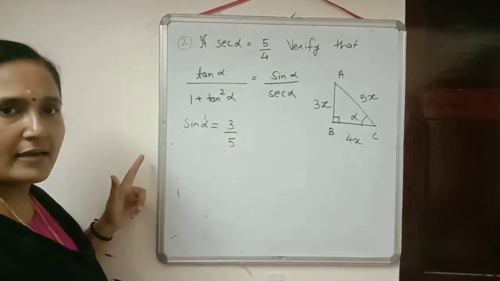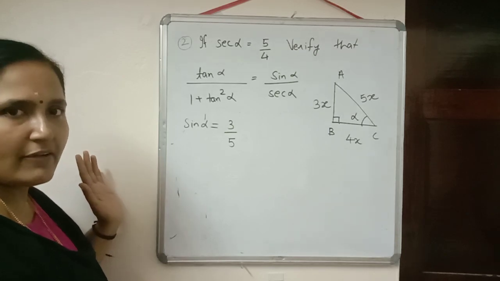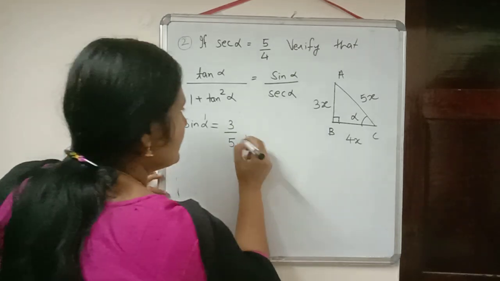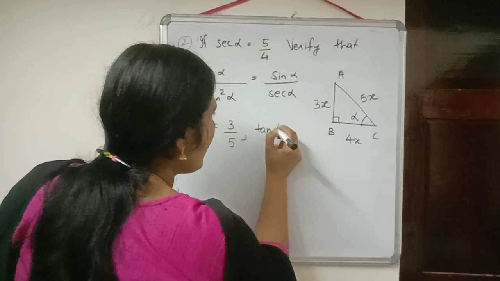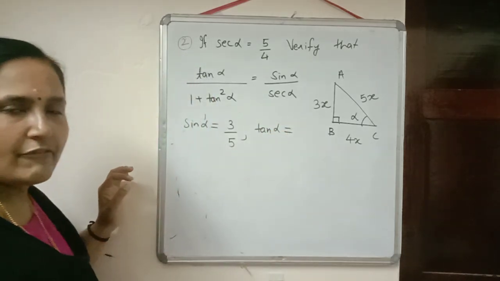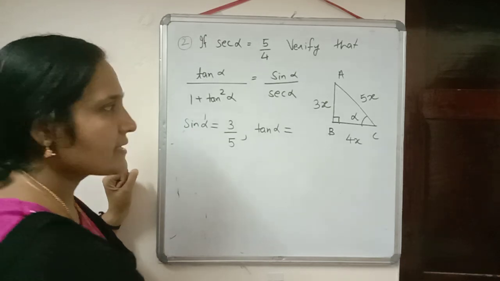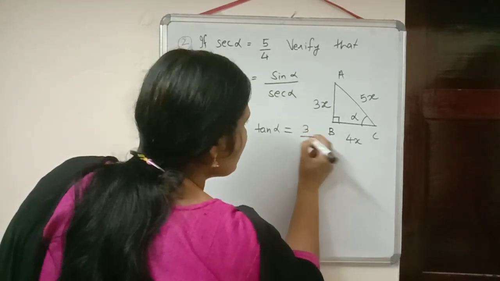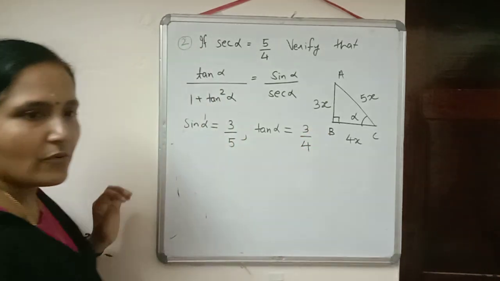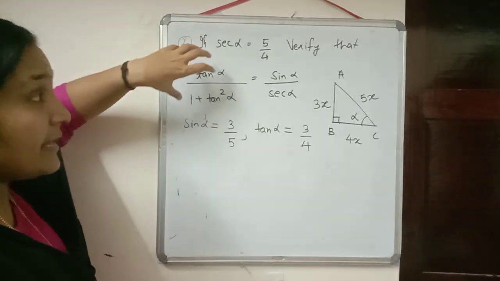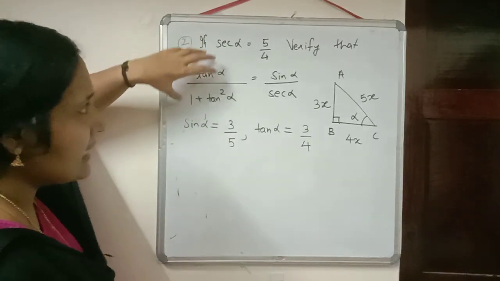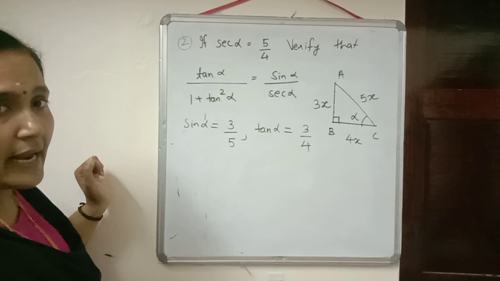Am I correct? Sine alpha is equal to 3 by 5? Okay. Then what will be tan alpha? Have you written the value of tan alpha? Yes, correct. It will be equal to 3 by 4. Now we have to verify that left hand side is equal to right hand side.